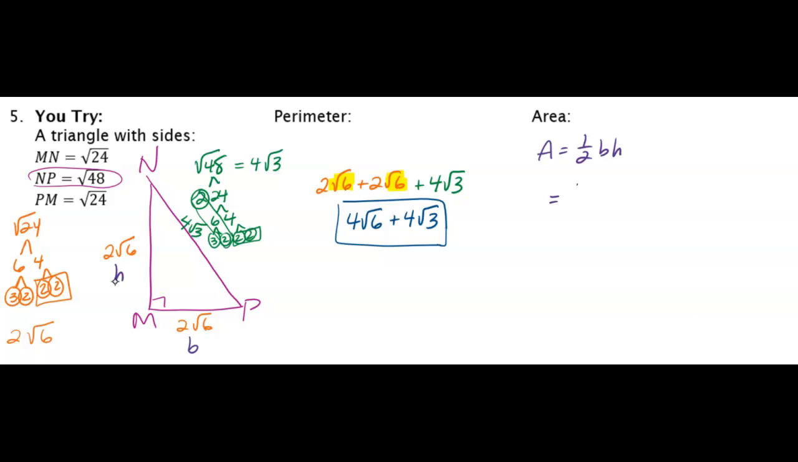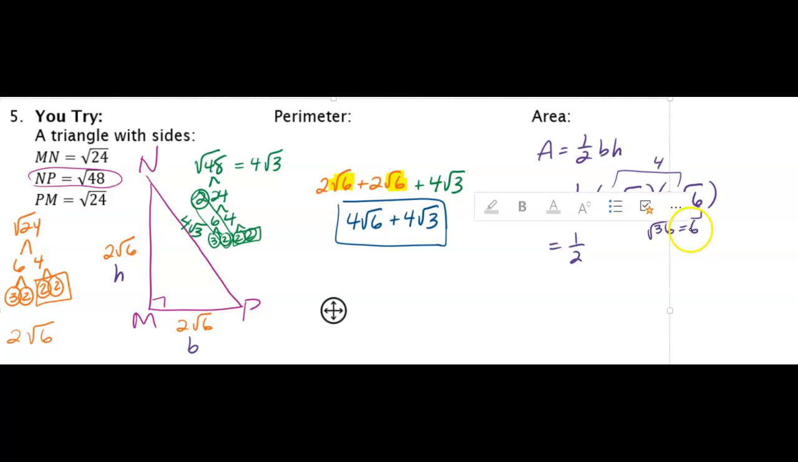So I'm going to plug this in, and I would have 1/2 times 2 root 6 times 2 root 6, which is 1/2, and then I can multiply. This 2 and this 2 give me a 4. And then the square root of 6 times the square root of 6 is the square root of 36, which is just 6. So really what I'm doing here is I'm multiplying 4 times 6, which is 24. And then half of 24 is just plain 12.